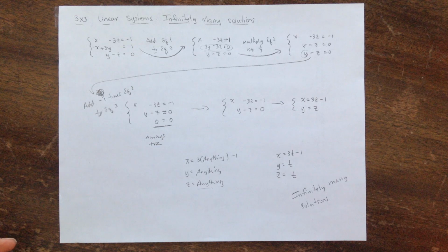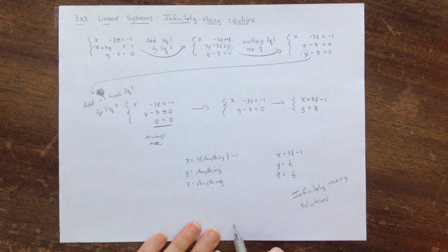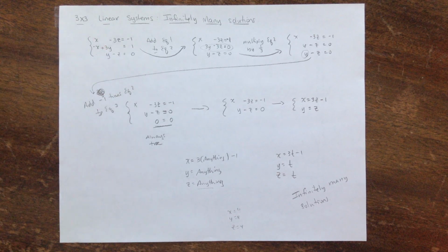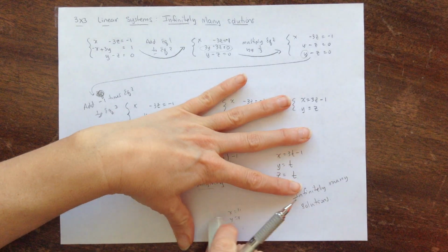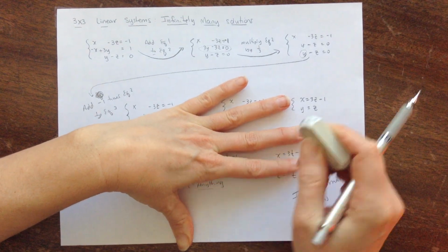So if you tell me, all right, my favorite number is 4, say, then the solution z equals 4, y equals 4, and x equals 11 would work in this system. And if you say -5 is your favorite number, then -16, -5, -5 is another solution. So this is a case where you have a 3x3 system with infinitely many solutions.